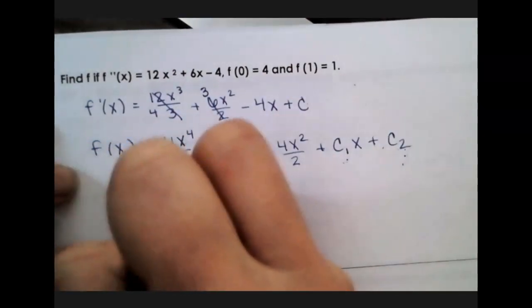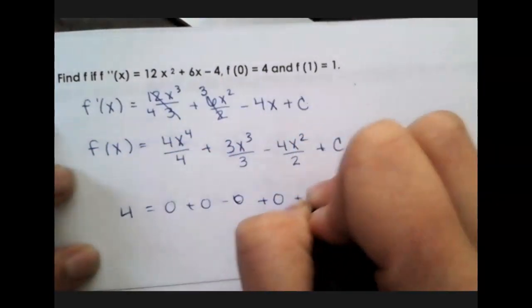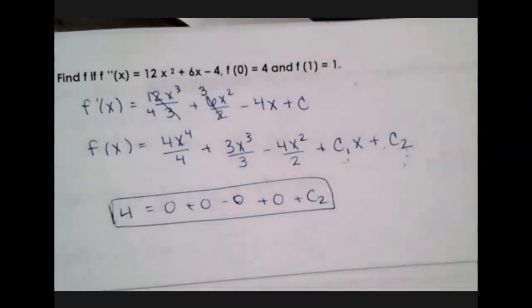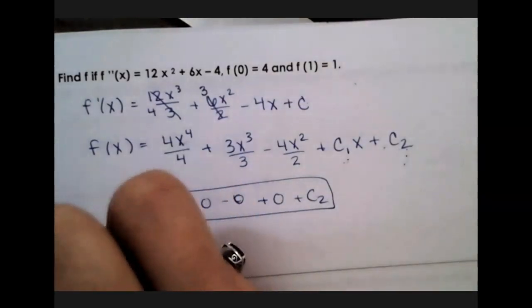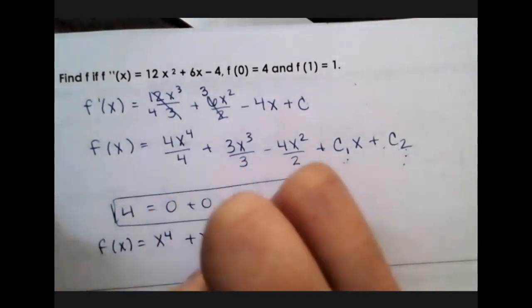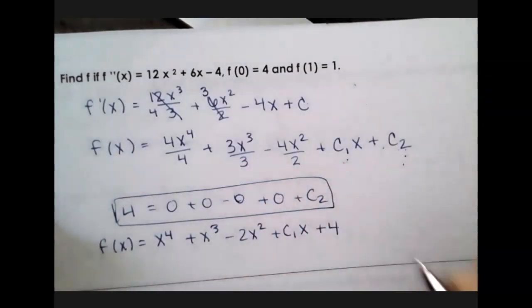So when x is 0, we have 4 equals 0 plus 0 minus 0 plus 0 plus C2. So C2 is 4. Now we can plug in C2 to find C1. So f of x is x to the 4th plus x cubed minus 2x squared plus C1x plus 4.